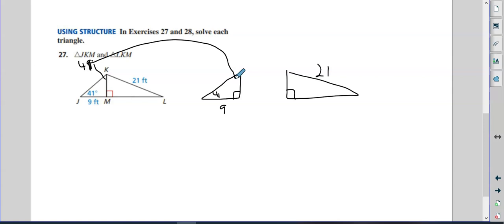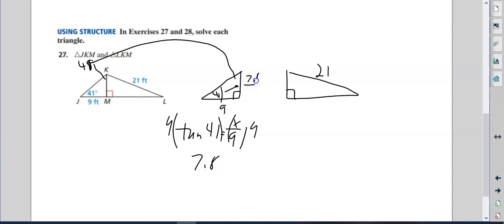So we can use what we know to find this missing side right here. So I'm going to say the tangent of 41, this angle, is opposite over adjacent. And therefore, I just have to multiply by 9. I type in 9 times tangent of 41, and I find out that it is 7.8. So this is 7.8, which makes this 7.8.